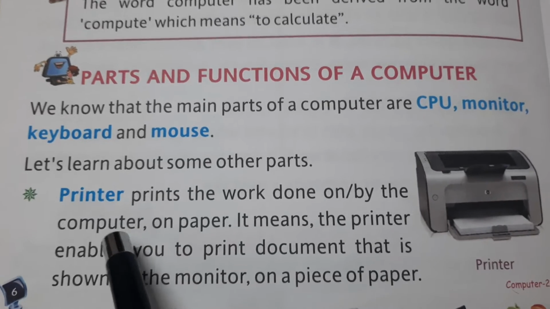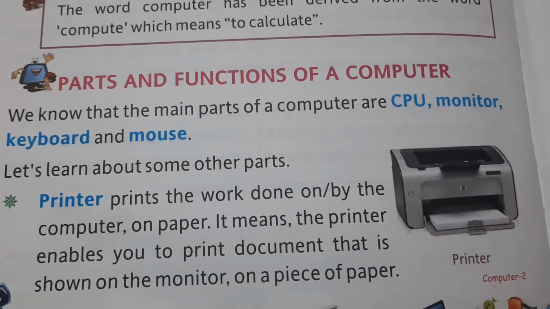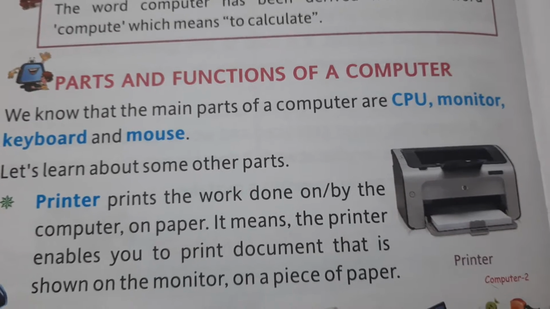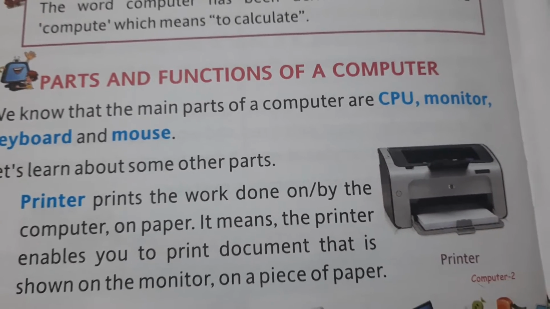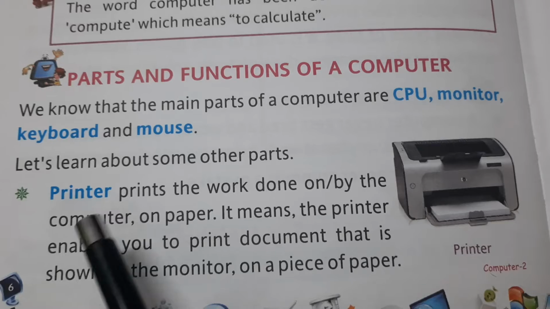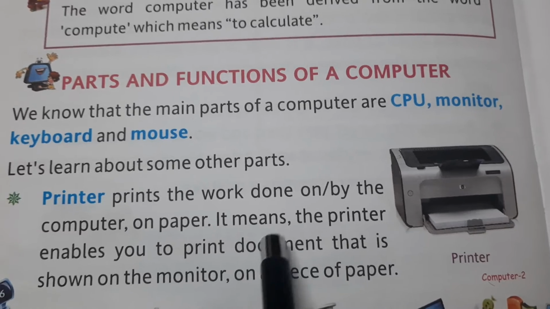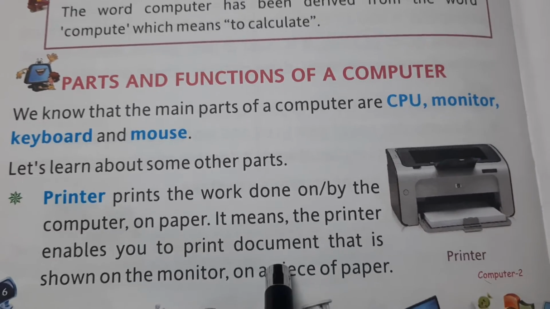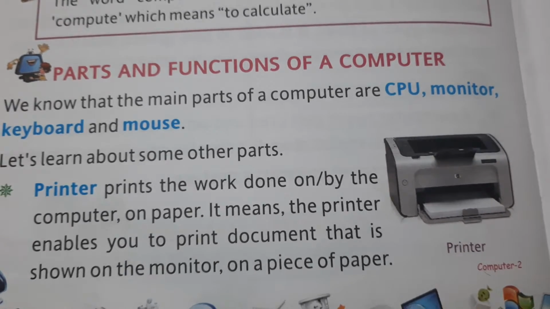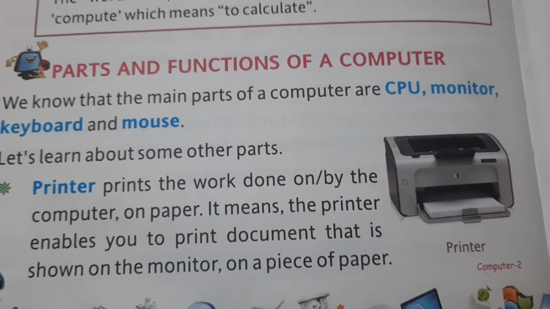Okay. So first is printer. I am sure you all must have seen printers somewhere or the other, because it can be used for taking printouts and for getting the work which we have done on the computer on paper. Printer prints the work done by the computer on paper. It means the printer enables you to print a document that is shown on the monitor on a piece of paper. Means whatever we can see on the monitor, we can get its printout using the printer.